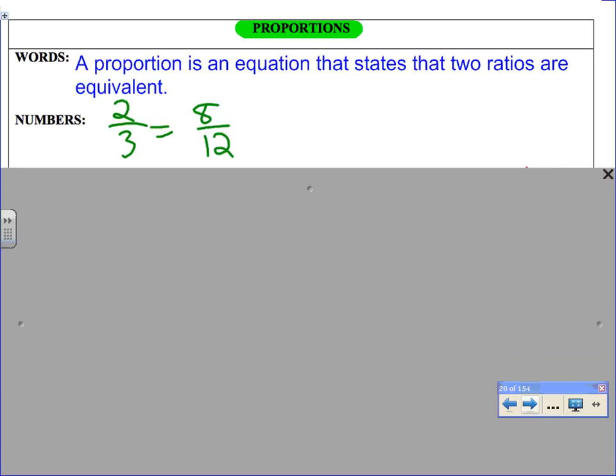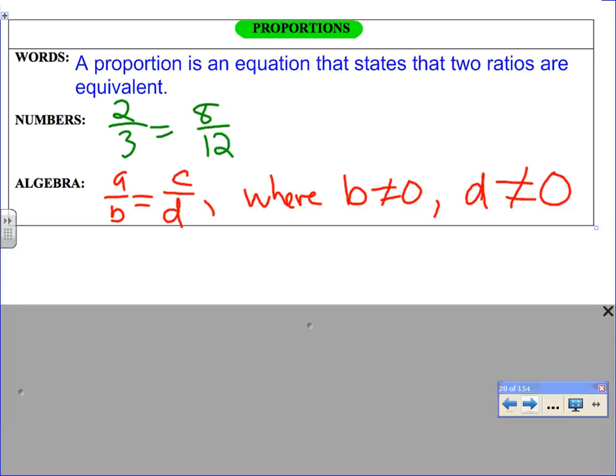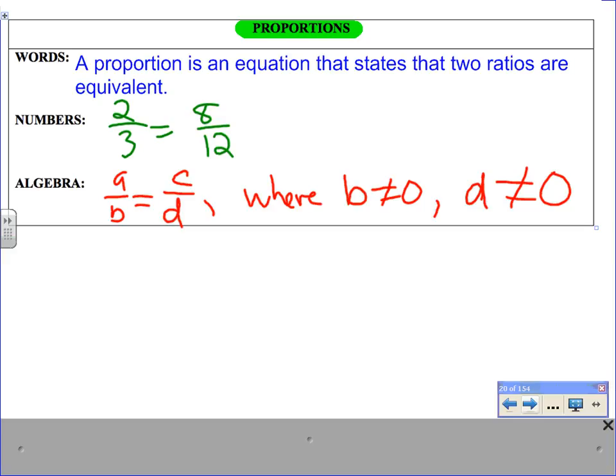Here's an example from the book. 2/3 is equivalent to 8/12. You can take 2/3 and multiply the numerator and denominator by 4. They're equivalent. When 2 ratios are equivalent, you have an equal sign between them, because that tells us they are equal. And then an example using letters, because of course you're always going to see an example with variables: A over B is equivalent to C over D. B and D cannot equal 0.